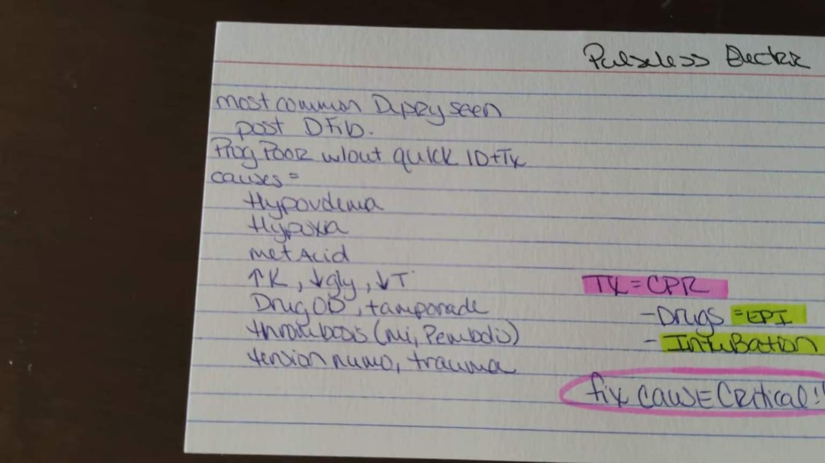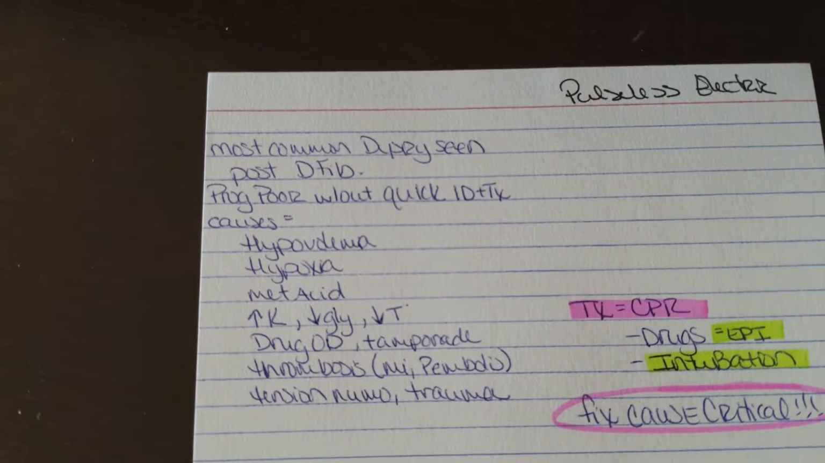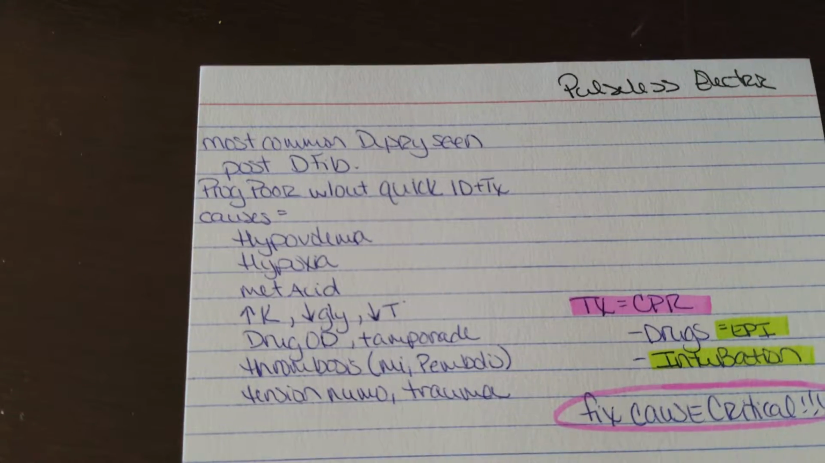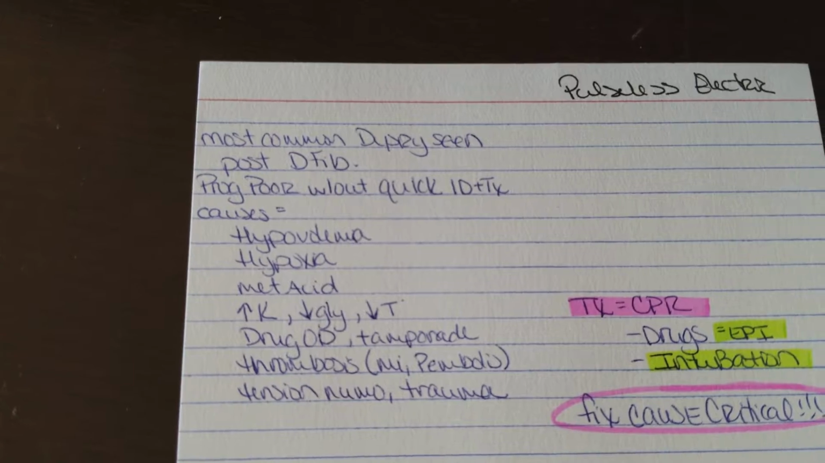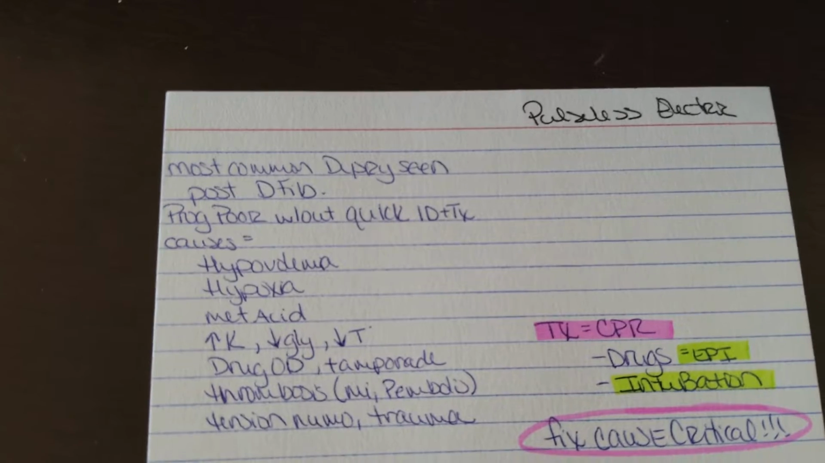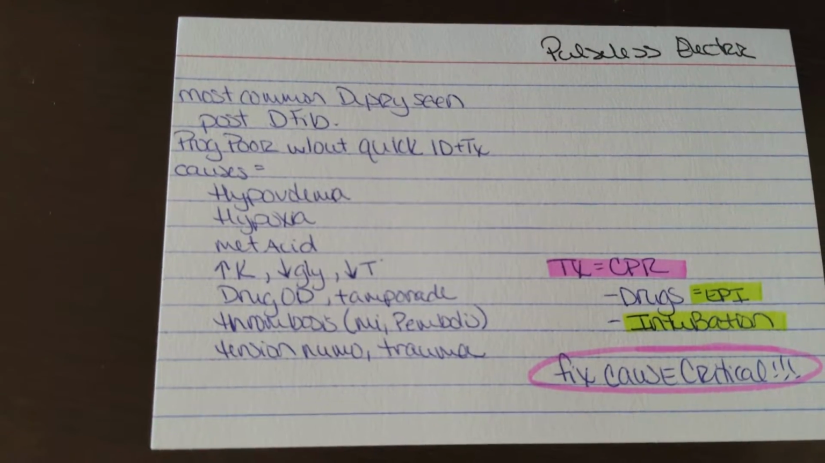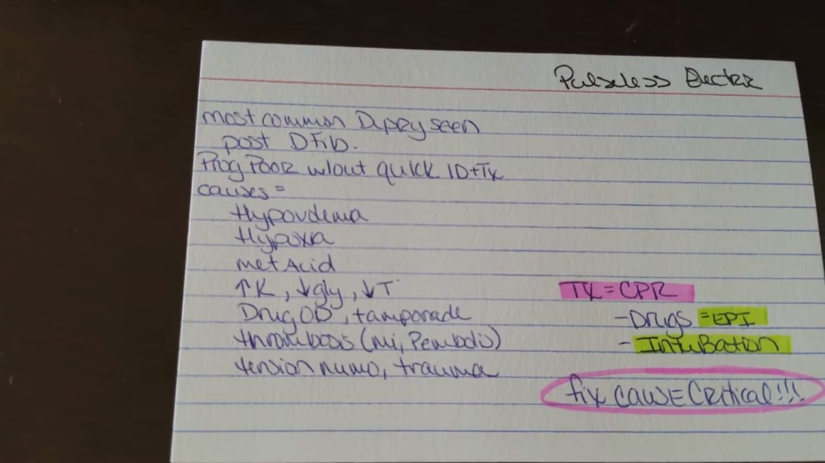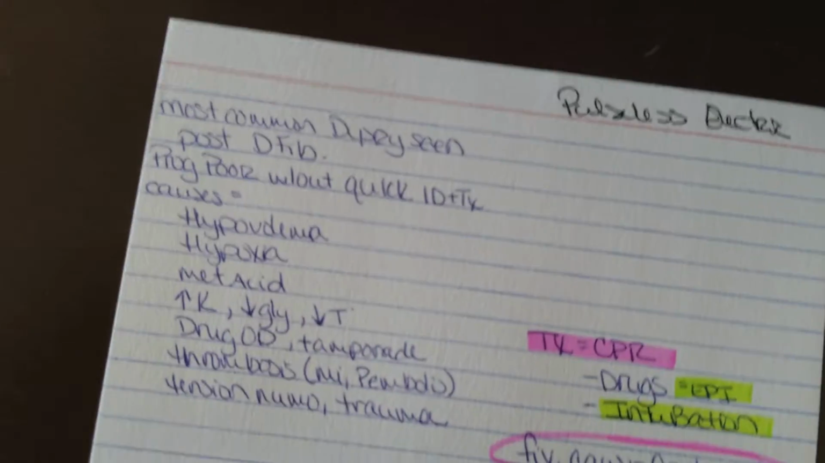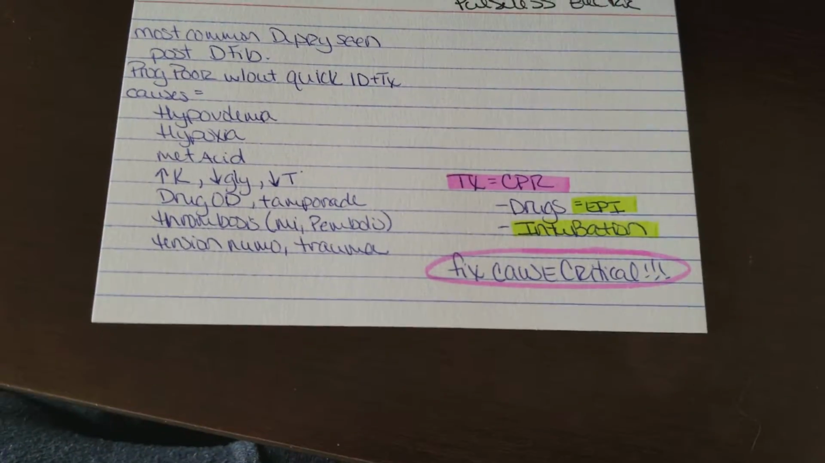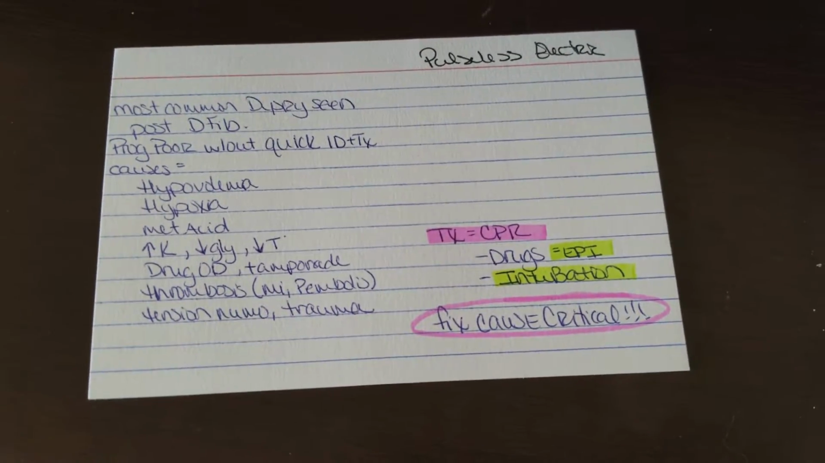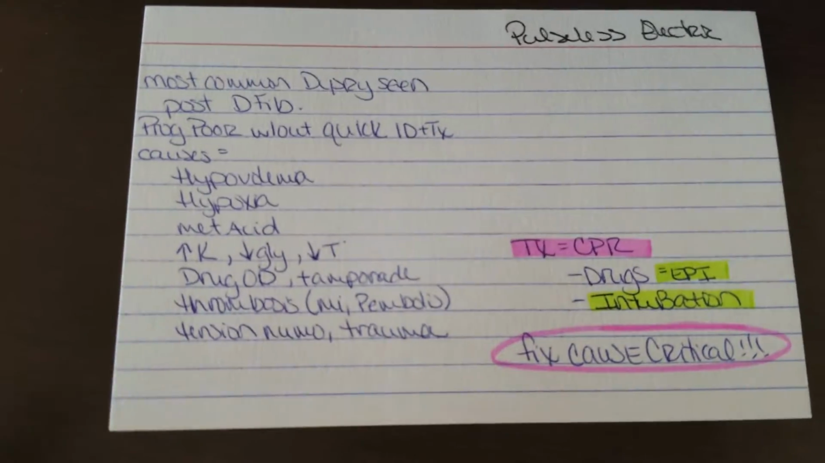Okay, pulseless electrical activity. It's the most common dysrhythmia seen after defib. It's a poor prognosis unless it's quickly identified and fixed. Can be related to hypovolemia, hypoxia, metabolic acidosis, hyperkalemia, hypoglycemia, hypothermia, drug overdose, tamponade, thrombosis, MI or pulmonary embolus, and tension pneumothorax and trauma. Basically, if they're pulseless, do CPR. Be prepared to IV, epi, and intubate, as well as defib, and then fixing whatever it is that's going wrong is critical.